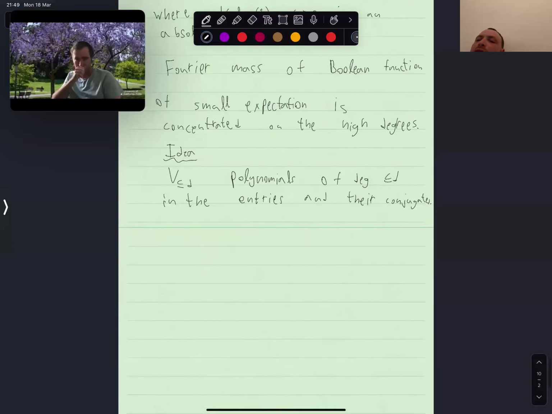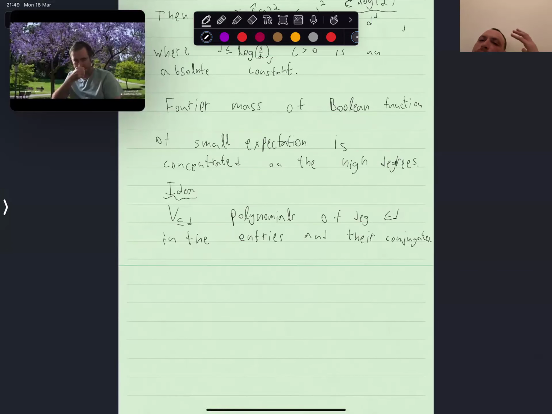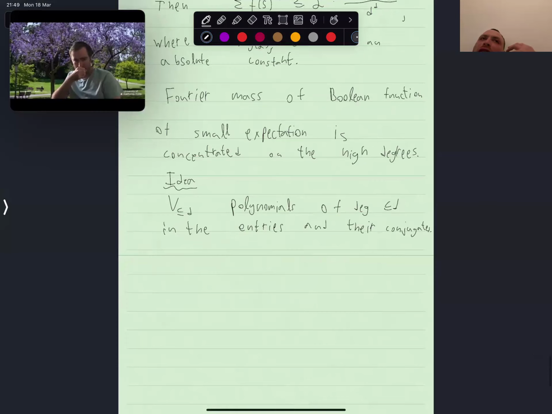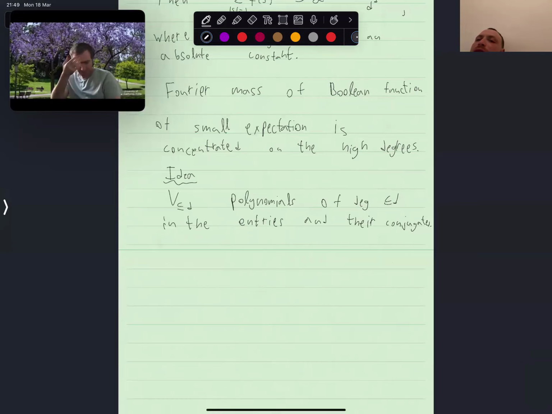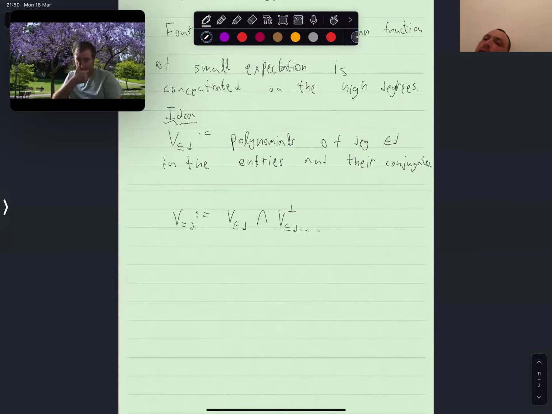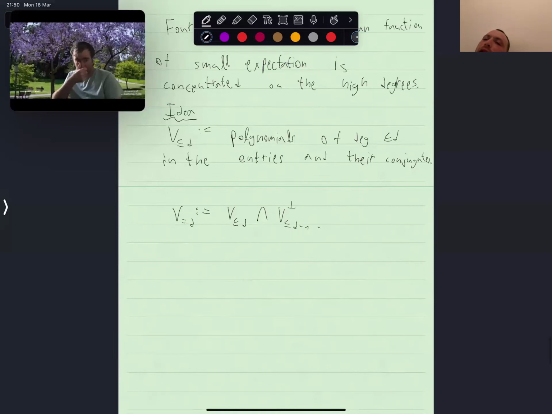Or maybe you can think of it as, I don't know, a unitary matrix. You can think of it as having 2n squared variables. You have the real part and the imaginary part, and then you can take polynomials of degree at most D in those parts, and then you can define V equal to D to be V at most D intersection with V at most D minus 1 orthogonal part. And we proved a level D inequality.